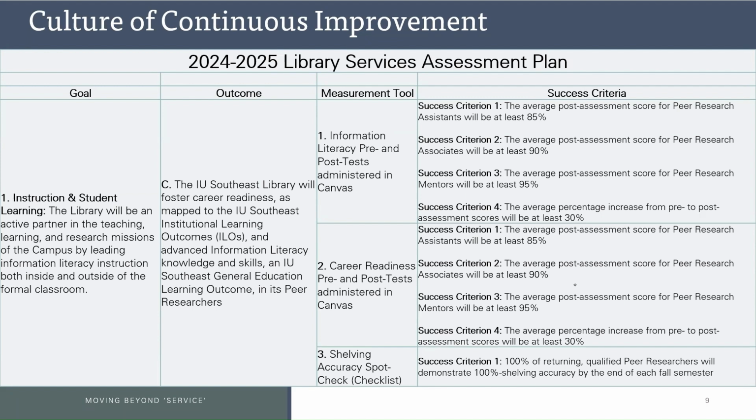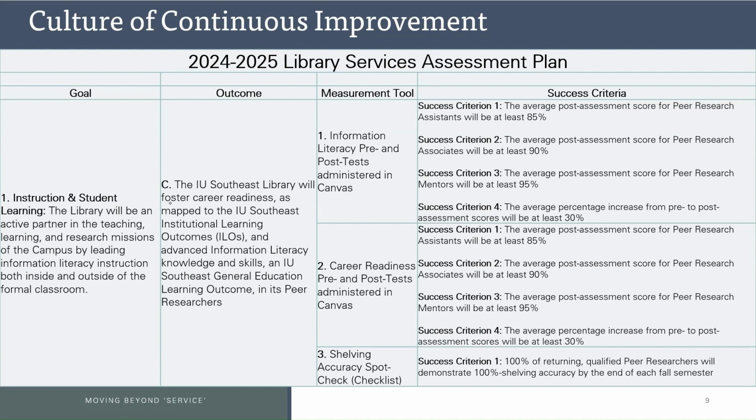That's okay. Instruction and student learning. The library will be an active partner in the teaching, learning, and research mission of the campus, focusing on information literacy. Then I created the outcome. So this is 1C. The IU Southeast Library will foster career readiness as mapped to the IU Southeast institutional learning outcomes, ILOs, and advanced information literacy knowledge and skills as defined by general education. And learning outcomes in what we call peer research assistants. We don't call them work study students anymore. They're peer researchers.